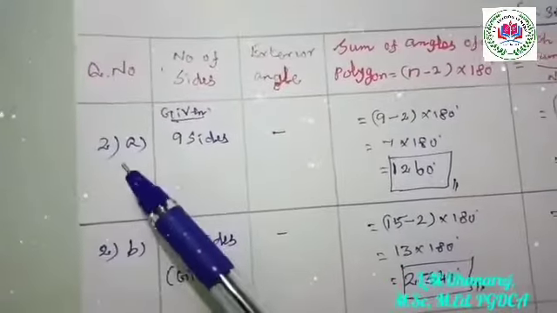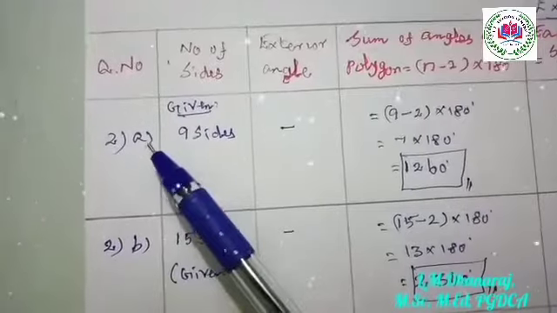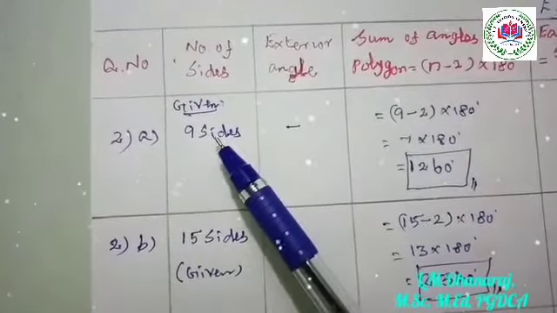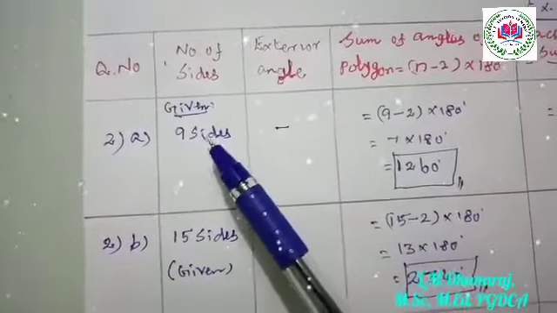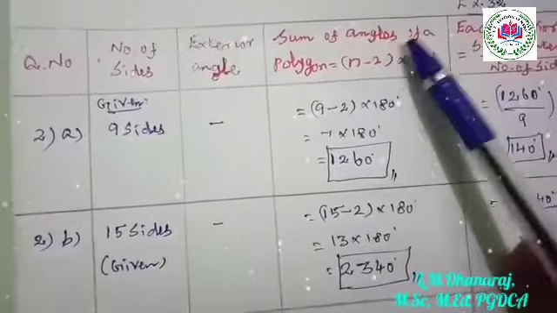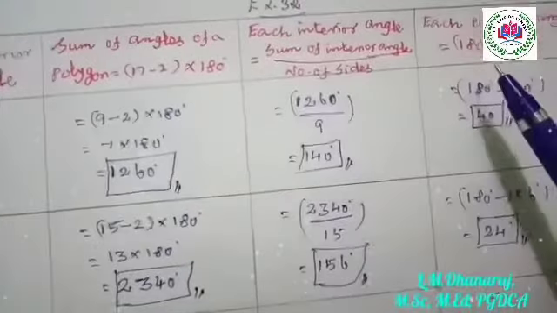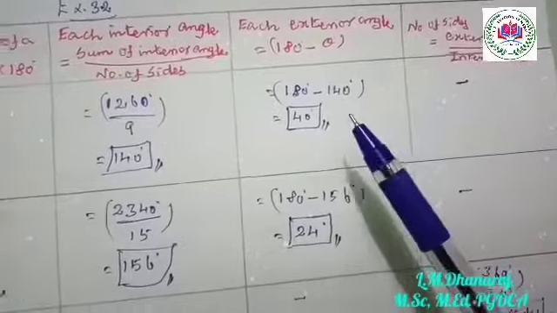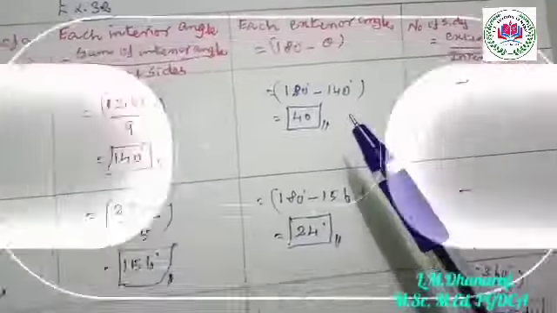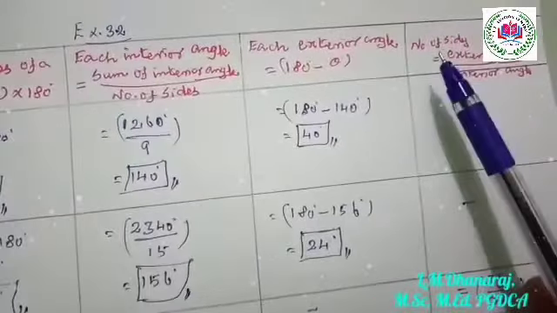This exterior angle, already we know, is 360 degrees. Okay. Now let us move on to the second Roman letter, the first subdivision, that is A. It is given that there are 9 sides. So we have to find the sum of the angles of a polygon, each interior angle, and then each exterior angle. Only these three things we have to find out. Number of sides is not asked.